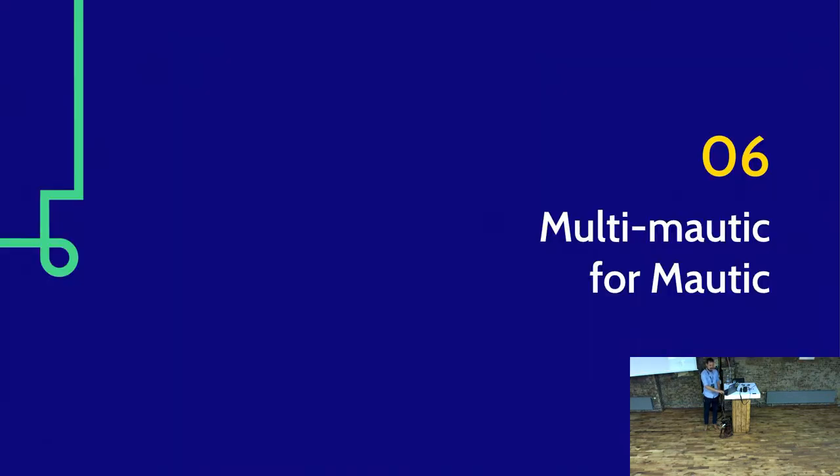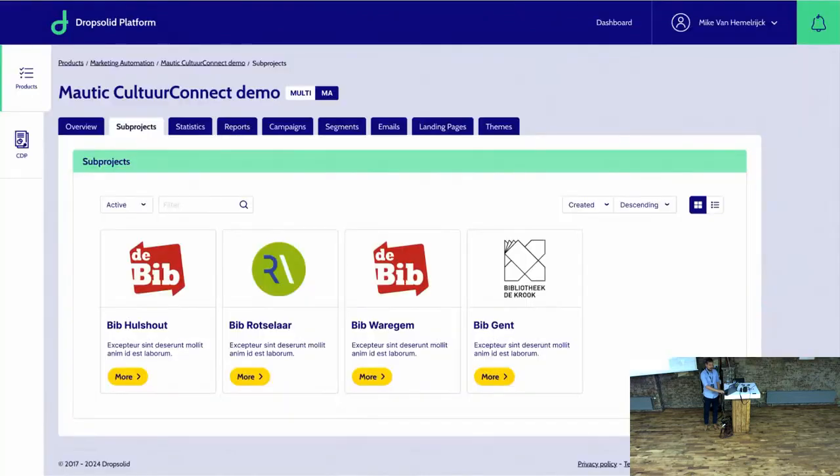Now, the Multimatic. I also want to talk to you about the Multimatic, because I think it's one of the best use cases you have with Mautic. Why is it? If you look at products like HubSpot, if you are an organization and you want to buy 300 HubSpot licenses for each 100k users, you either have really deep pockets, or you're going to say, yeah, no, it's not going to happen.